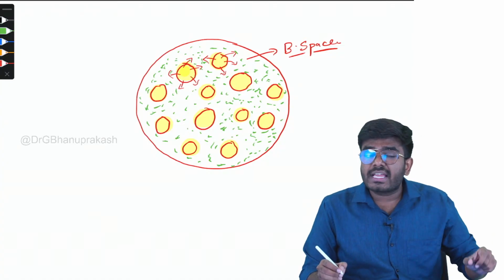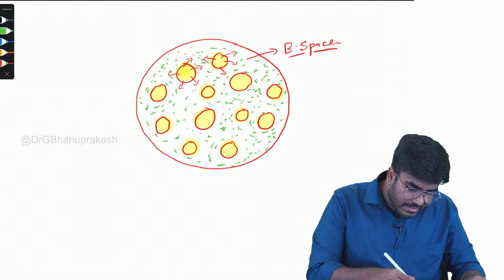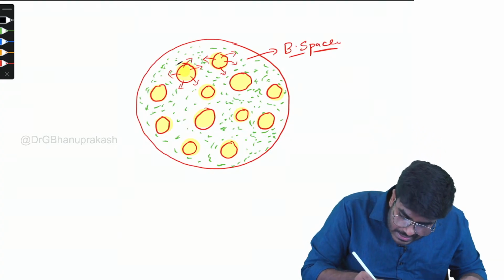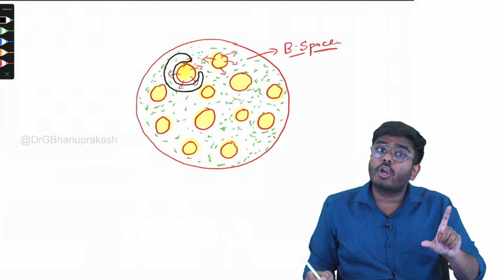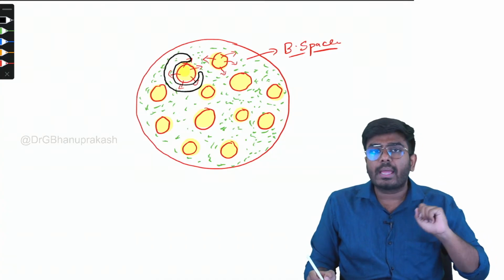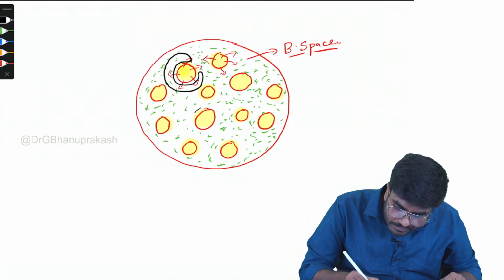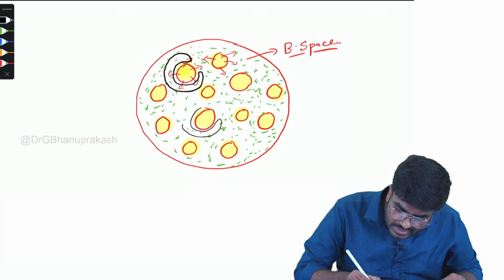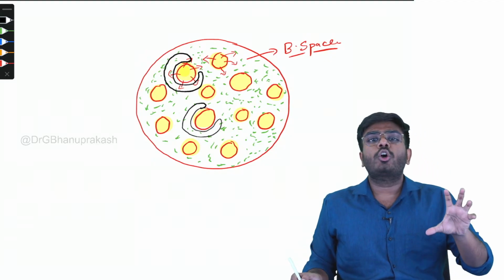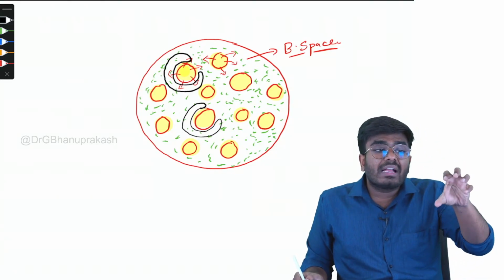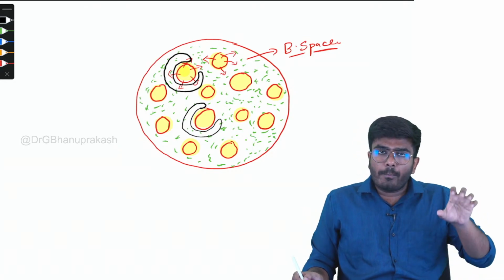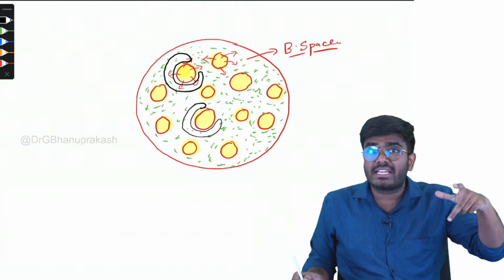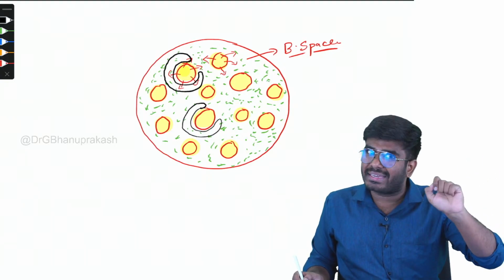Now where are these mesangial cells, sir? See, these mesangial cells, let me show you with a black color. Mesangial cells are something like this. Mesangial cells are present around the glomerular capillaries. These mesangial cells have contractile proteins, so they will contract sometimes and relax sometimes. Based on their contraction and relaxation, GFR will be affected.